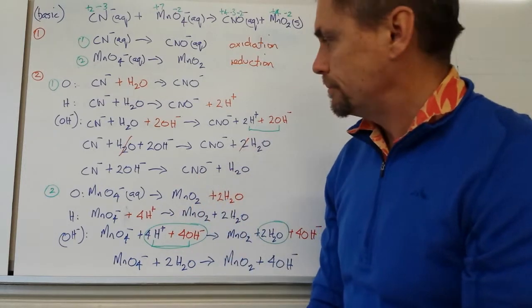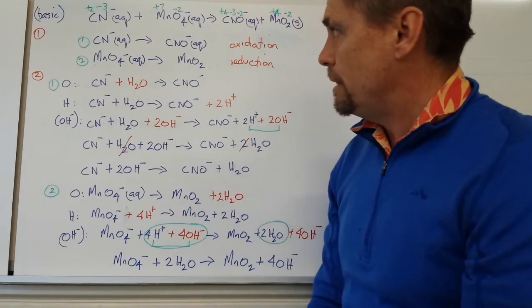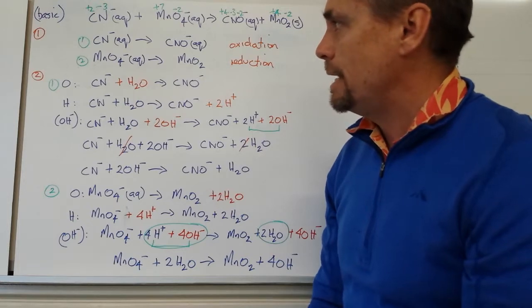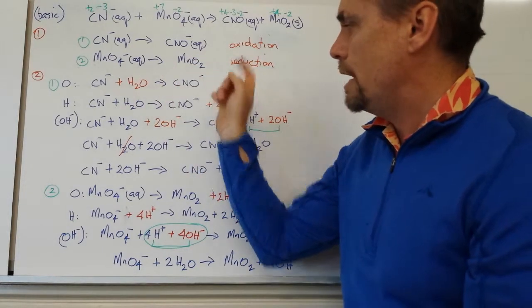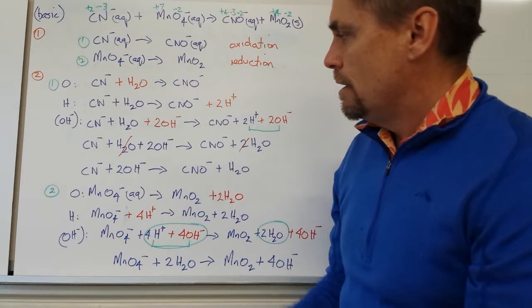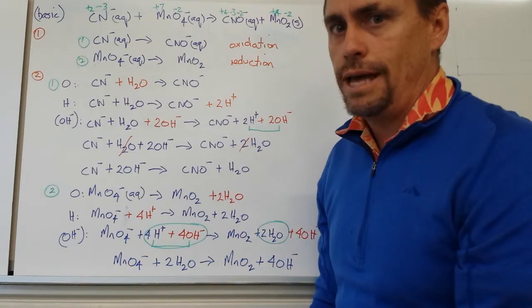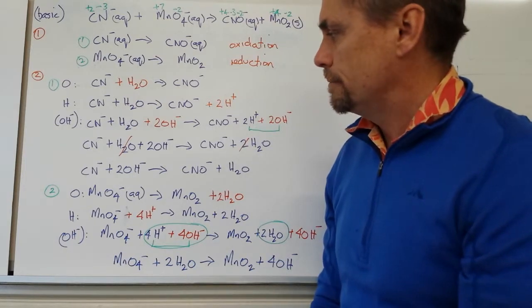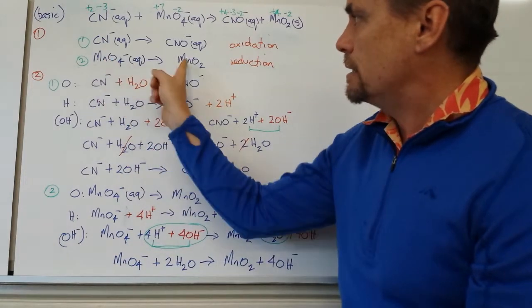We can do the same thing with our permanganate to manganese dioxide reduction half reaction. First thing we need to do is balance for all atoms except for hydrogen and oxygen. We've only got one, and that's manganese.